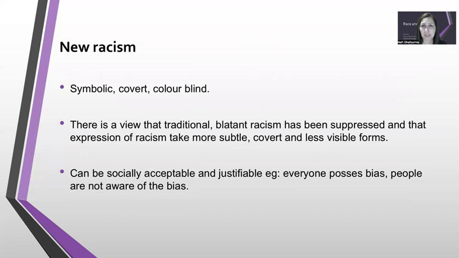So this kind of new racism, which we can call cultural racism or structural racism, is symbolic, covert, and colorblind. There is also a view that there is no blatant racism, and most of the racism we witness in society is covert or less visible. That is true to some extent: you can't see an employer go to an employee and say, because of your skin color, I'm not going to employ you. But practices or policies embedded in that system or organization can cause racism, and can lead to racism toward that person.